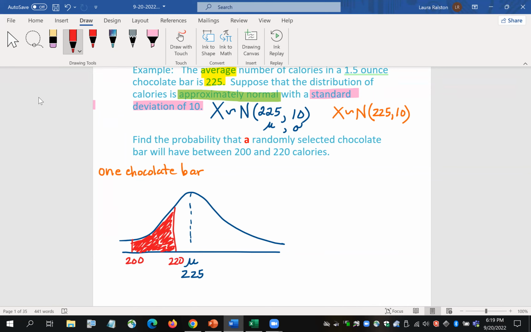You have to remember, and we had this discussion when we talked about the uniform distribution, that the area under the curve equals the probability.